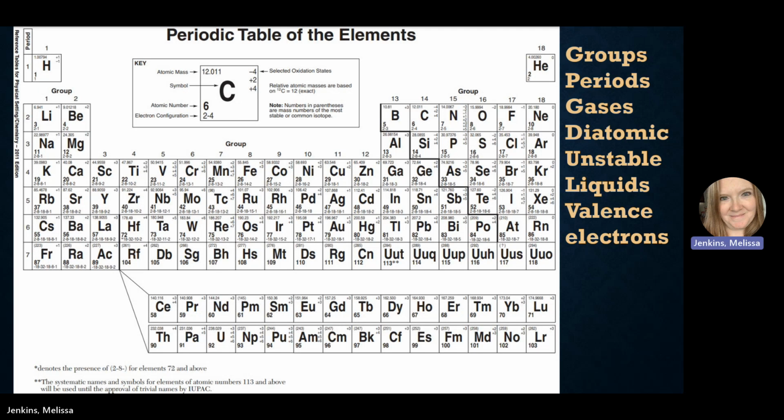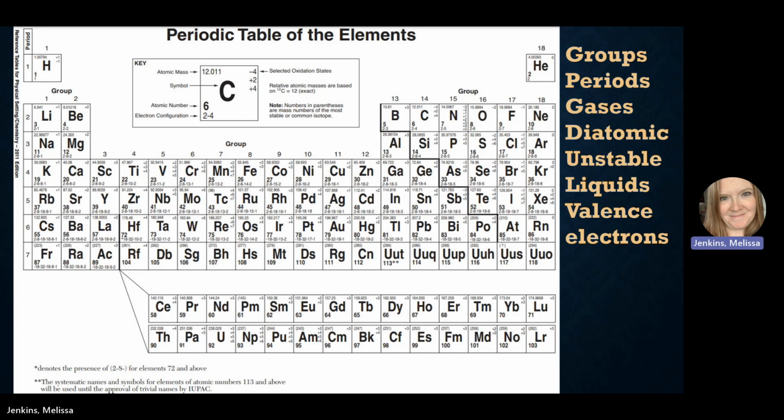Which elements on the periodic table do not react? Which group? Because they already have how many valence electrons? 8. And 8 is an octet. That's what every element wants to have. Its dream electron configuration is to have 8.